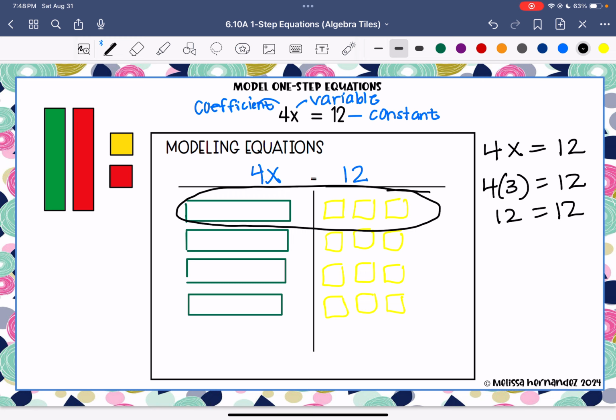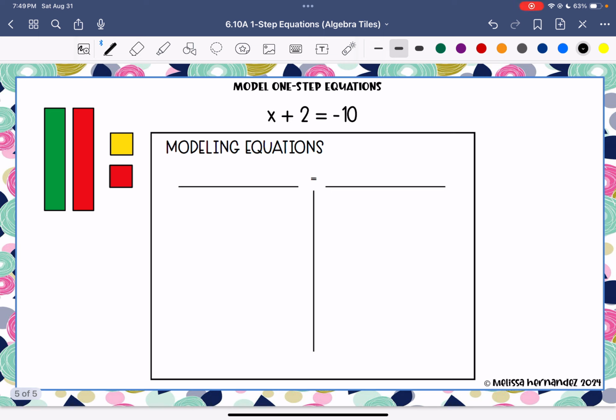All right, let's do another problem. This one is x plus 2 is equal to negative 10. So x is still positive, so I'm going to use the green tile. I need 2 positive units on the left side. Now on the right side, it's negative 10. So I'm not going to use the yellow. I'm going to use the red. So I need 10 of those.